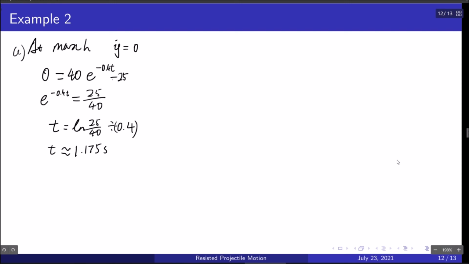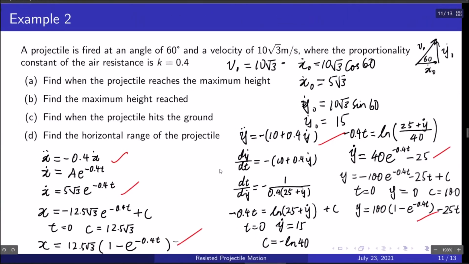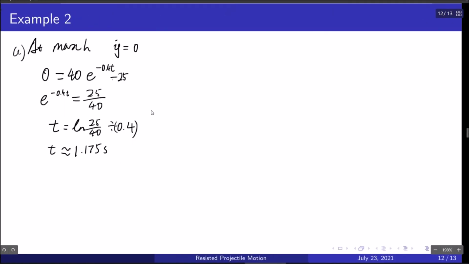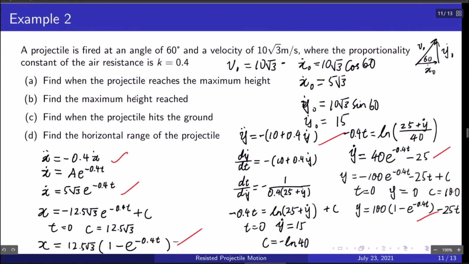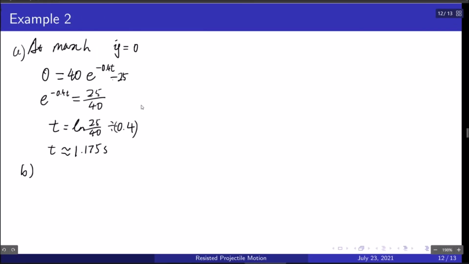Okay, next one should have been the time that max height is reached. So the first one is the time. The second one is the actual height.